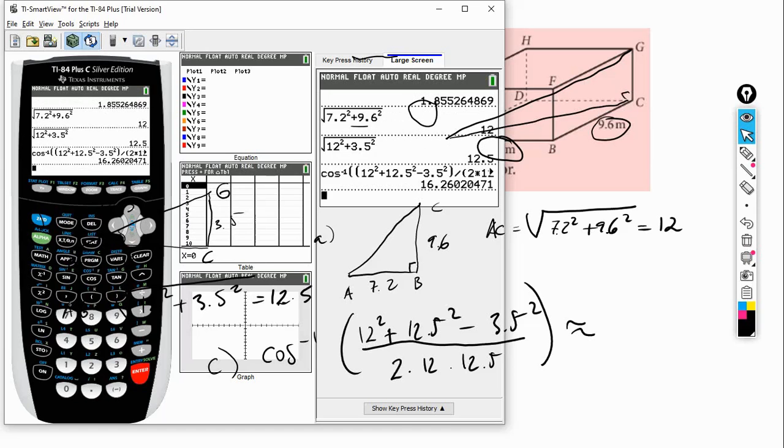So let's write that down. So that's going to be 16.26 degrees. So let's write it down. The marker, 16.26 degrees, and that would be the end of this question.